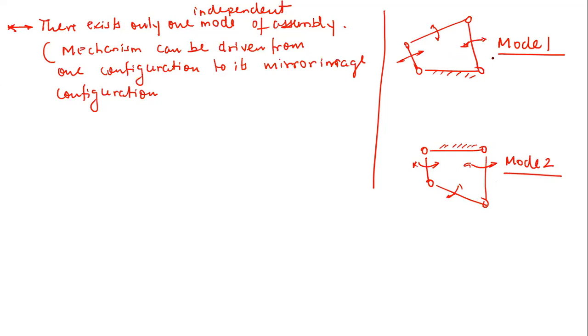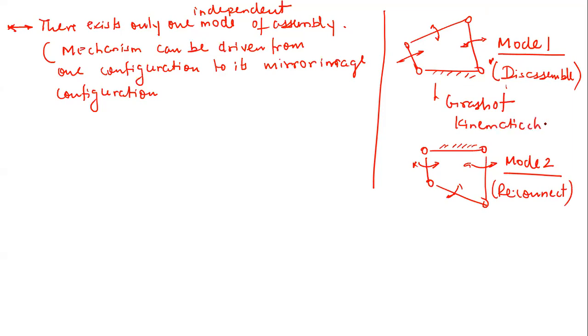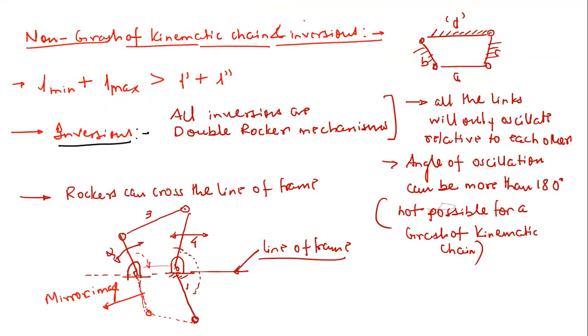So if you want to switch from mode 1 to mode 2, you have to disassemble all these components and then reassemble. First of all, you have to disconnect all the links, then reconnect all the links. Only then is it possible to switch from mode 1 to mode 2. So that is the case if your chain is a Grashoff's kinematic chain. But if it is non-Grashoff, then you don't need to disconnect or disassemble.